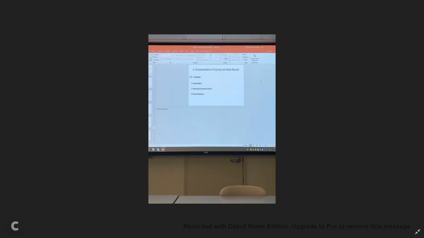Documentation of survey and wipe results. Interpretation, reporting, and record retention. Interpretation: wipe tests must be analyzed in what device? A well counter or a Geiger counter? What are the recommended limits for surface contamination in a restricted area or unrestricted area?